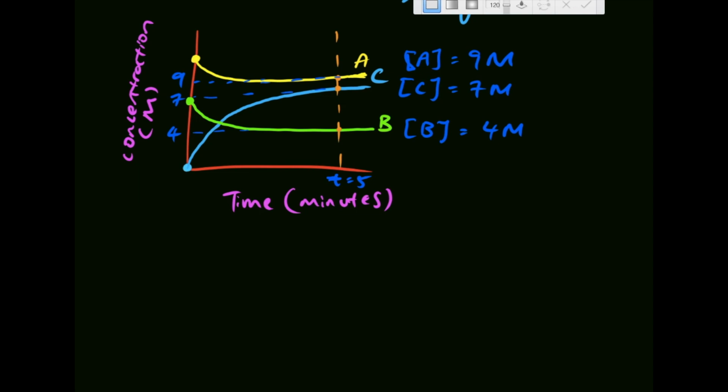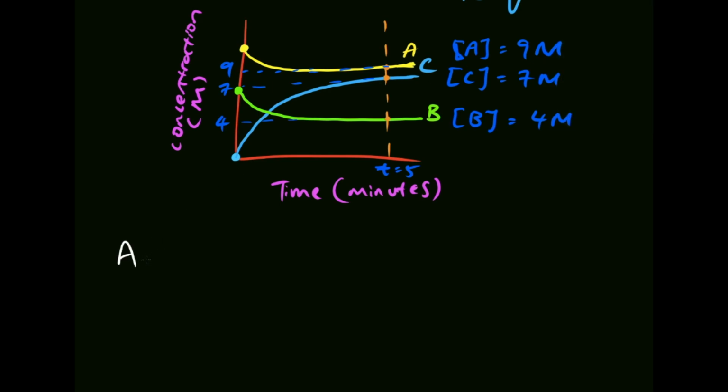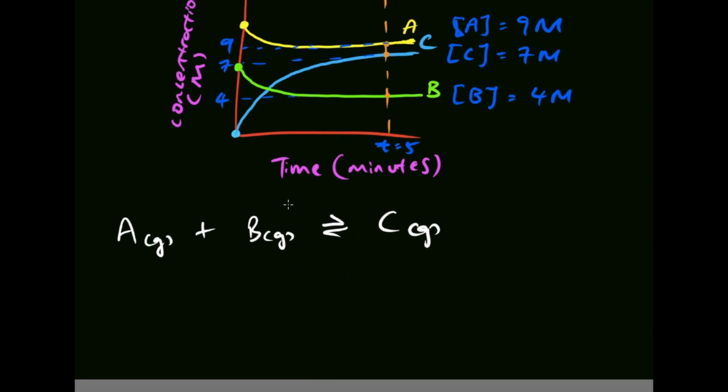So to understand this, we're going to explore what is happening at a microscopic level. A gas plus B gas giving us C gas. So when A gas reacts with B gas, for every 1 mole of A gas that is consumed, 1 mole of B gas is also consumed. And how much C gas is produced? Well, it will be 1 mole, because of the mole ratio.